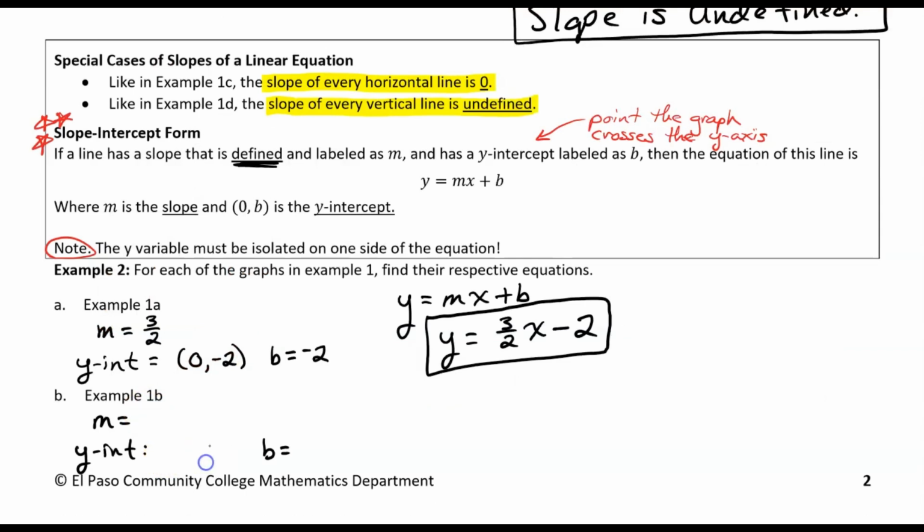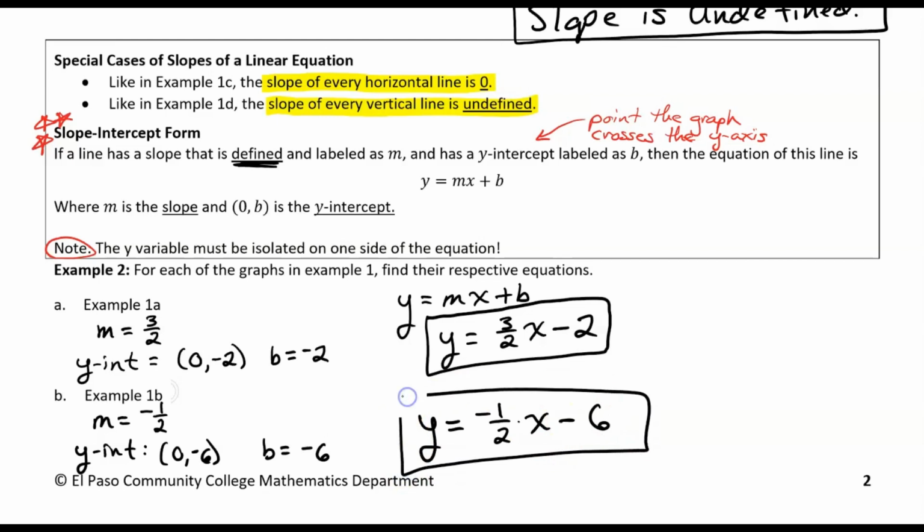Well, that means that our b value is just -6. So going into y equals mx plus b, we'll have y equals our m value, which is -1/2, times this x, plus -6, or we can simply say minus 6. And there it is. There's the equation of our line in slope-intercept form.